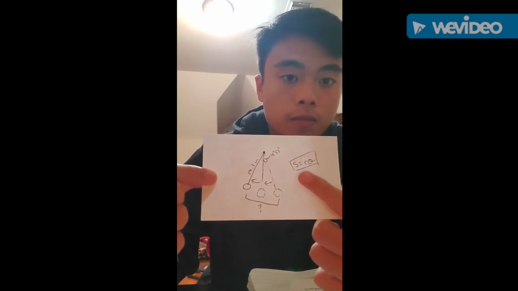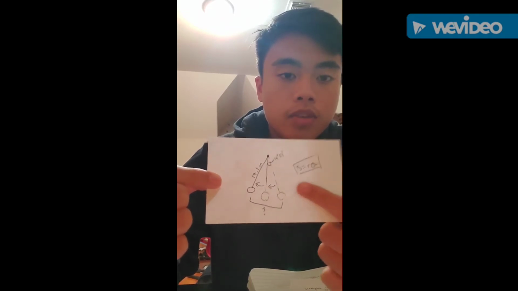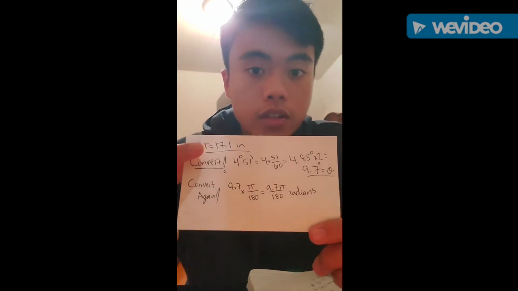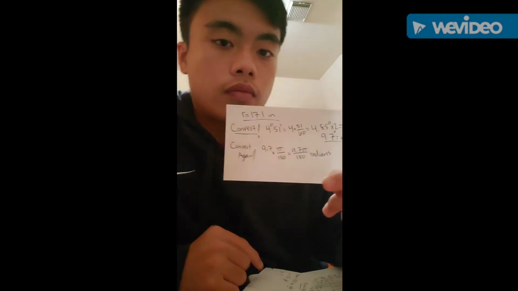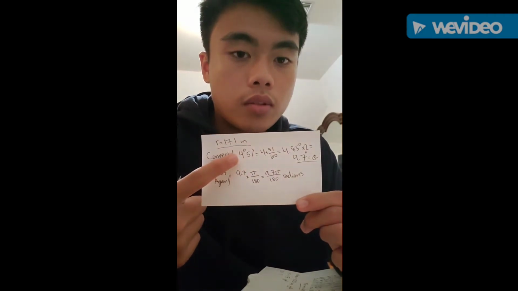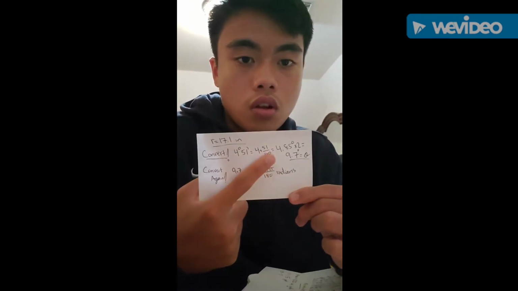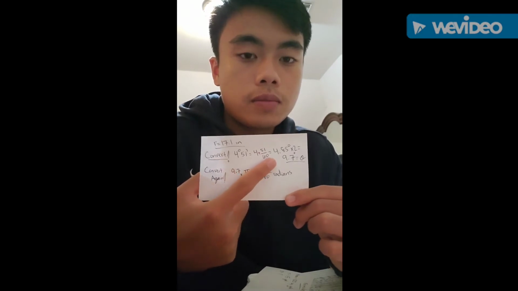So first of all, we need to know the formula. The formula is S equals radius times the degree, right? S being the arc length, which is the thing that we have to find. So we're given that the radius is 17.1, right? So that's already one part of the formula. Then we're given the other part, which is 4 degrees and 51 minutes, which we have to convert to 4.85, and obviously we do that by 4 plus 51 over 60, right?